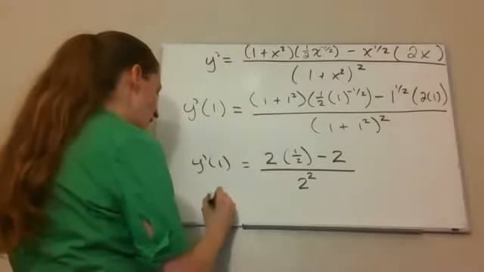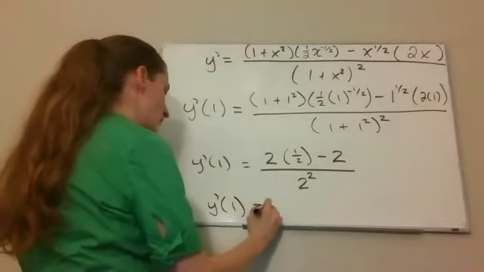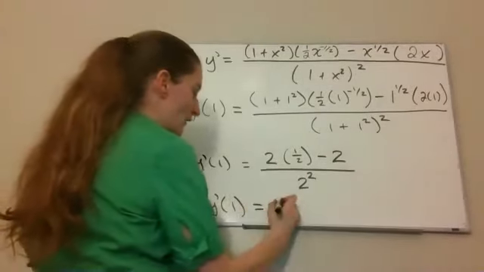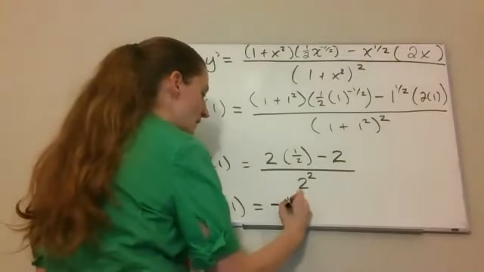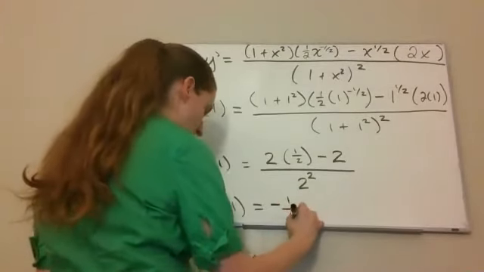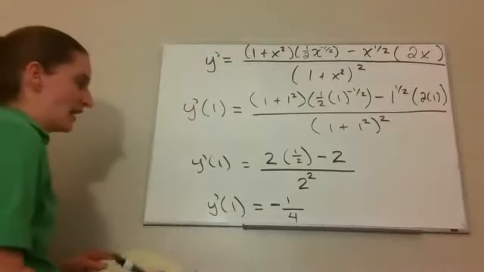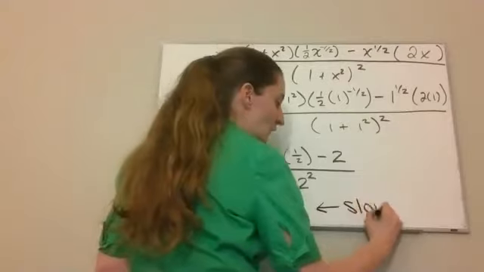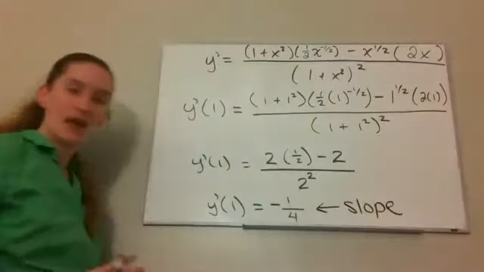My y prime of 1 is equal to 2 times 1/2 is 1. 1 minus 2 is negative 1. And 2 squared on the bottom is 4. So I get a negative 1/4 for that derivative. This is the slope of my tangent line.